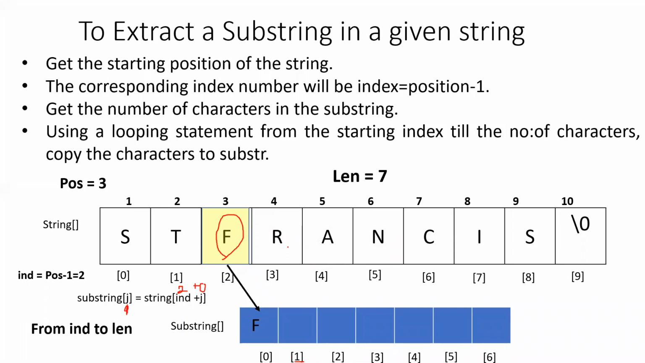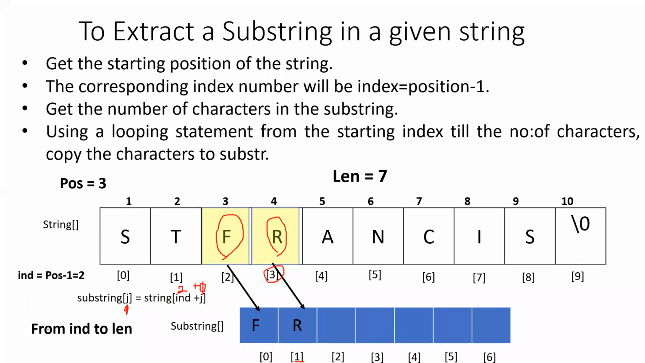I should copy the character which is present at index number 3. So how will you write it? Instead of j, if I make it 1, it will be string of 2 plus 1. What is string of 2 plus 1? String of 2 plus 1 is string of 3. What is string of 3? The character at string of 3 is r. So now we will copy r.